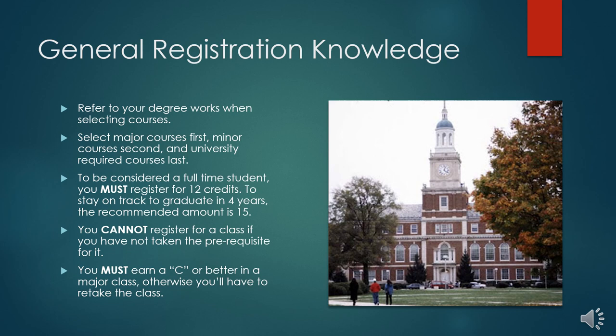General registration knowledge. Always refer to your DegreeWorks when selecting courses. Select major courses first, minor courses second, and university-required courses last. To be considered a full-time student, you must register for a minimum of 12 credits. To stay on track to graduate in 4 years, the recommended amount is 15.